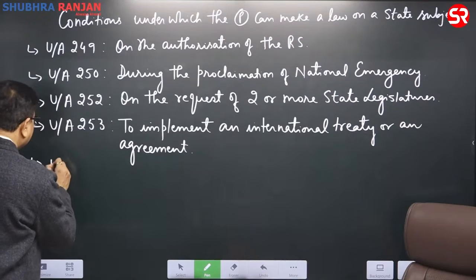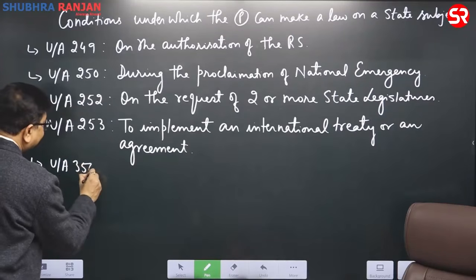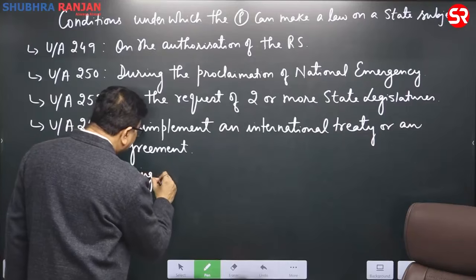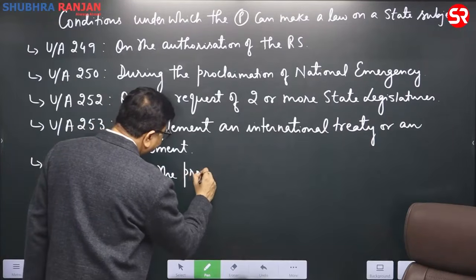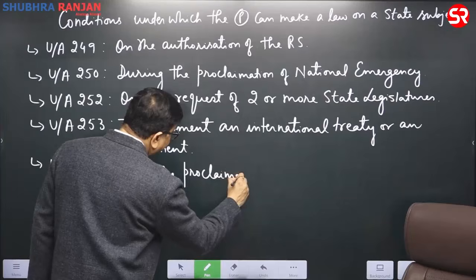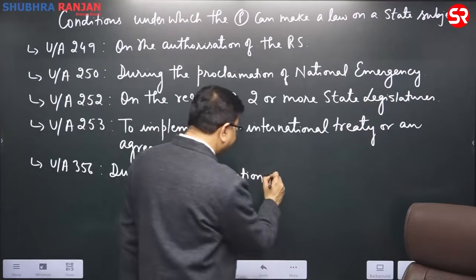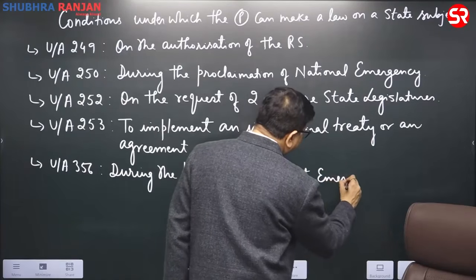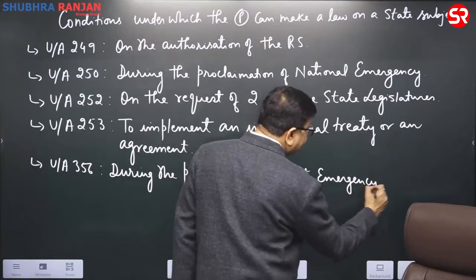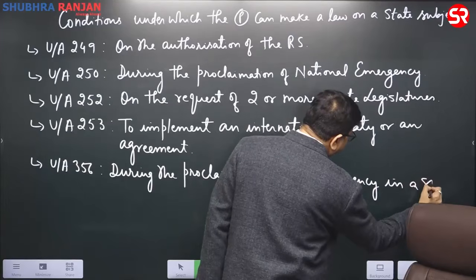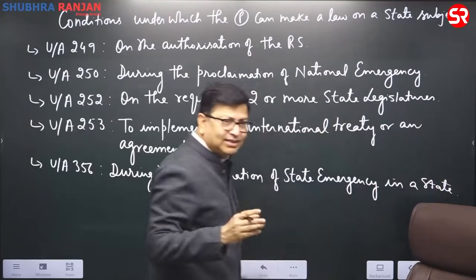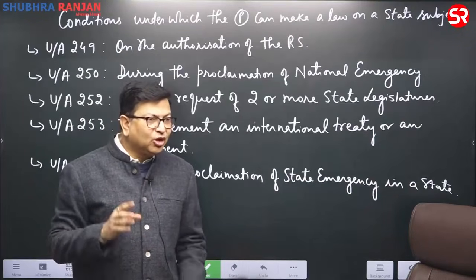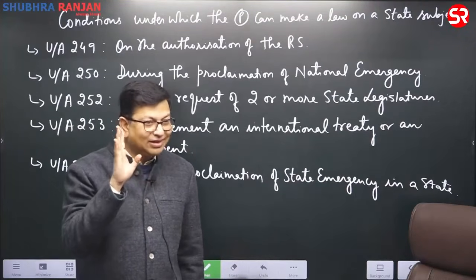Then, under Article 356, during the proclamation of state emergency in a state. Which state is having state emergency nowadays? Manipur. So for Manipur, the laws are being made by the parliament.